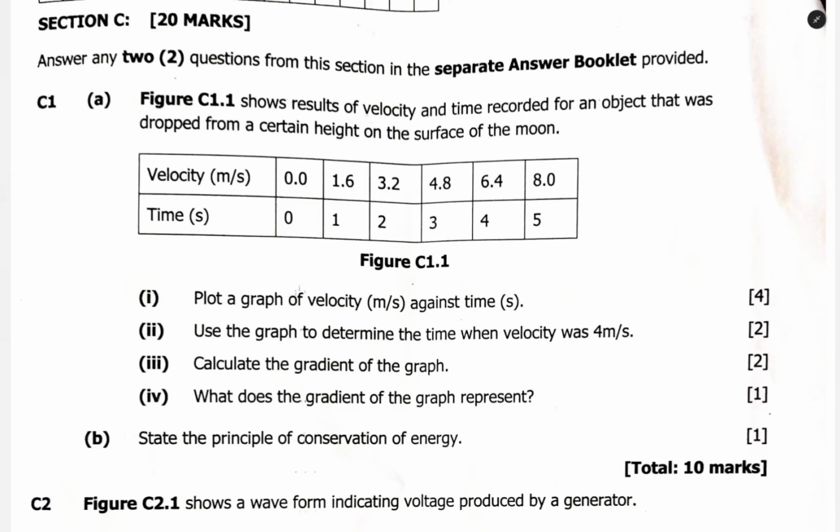Okay, so let us look at the first question, which is C1. Figure C1.1 shows the result of velocity and time recorded for an object that was dropped from a certain height on the surface of the moon. As you can see from the table here, we have velocity: 0, 1.1, 3.2, 4.8, 6.4, and 8. Then, of course, time we have 0, 1, 2, 3, up to 5 seconds. Time is in seconds, velocity is in meter per second.